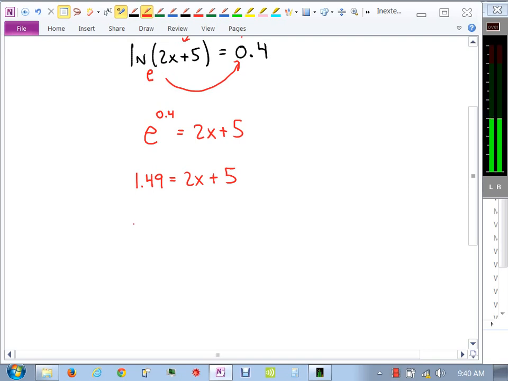Subtract 5. When I subtract 5, I get negative 3.51 equals 2x. Divide both sides by 2. Is that 17? Is that right? 17 point something? Negative. No, never mind. Just ignore me. What is that? I can't think right now. 1.7 is what I meant. 1.76 all round, and it's negative. I think that's a problem. I took too much.